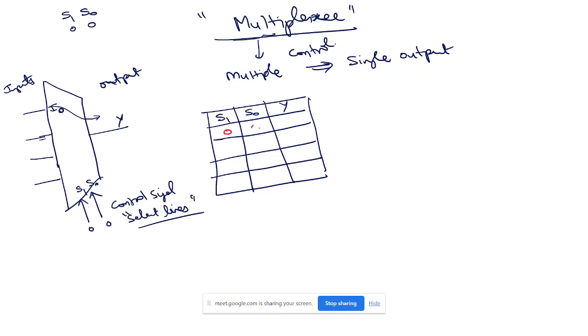If S1 and S0 are 0, then pass I0 to Y. If S1 is 0 and S0 is 1, then pass I1. Where is I1? The data coming here. Then 1 0 is I2, 1 1 is I3. Okay, this is called a characteristic table. This is not called a truth table. This is called a characteristic table. Anybody want to attempt why it is called a characteristic table? Why not a truth table?